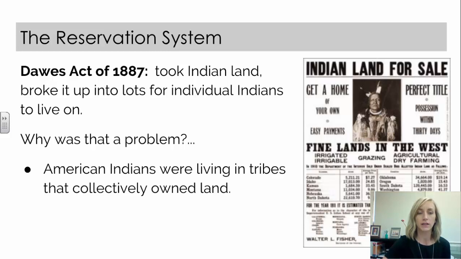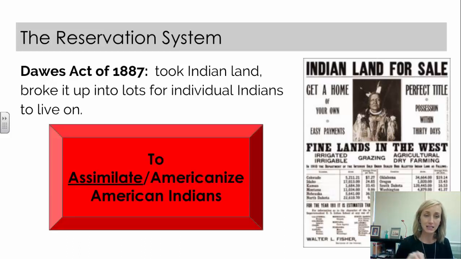Because American Indians were living in tribes that would collectively own land, like on reservations even, but before reservations, they collectively lived together. No individual owned any land, and here they were trying to force American ways onto these Indians. So they did this. The goal was to assimilate and Americanize American Indians. Okay, so yes, it's part of the reservation system and forcing them onto specific lands, but in forcing them to live as individuals on land, they were forcing American ways onto the Indians.